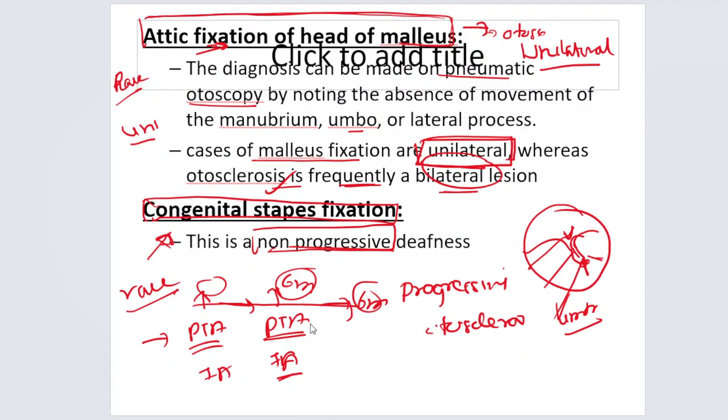Whereas in a case of otosclerosis, this is the characteristic based on the pathogenesis, because there is new bone formation and the stapes footplate is progressively getting fixed to the oval window. So otosclerosis is progressive. Congenital stapes fixation is non-progressive. Ossicular fixation of the malleus is unilateral.